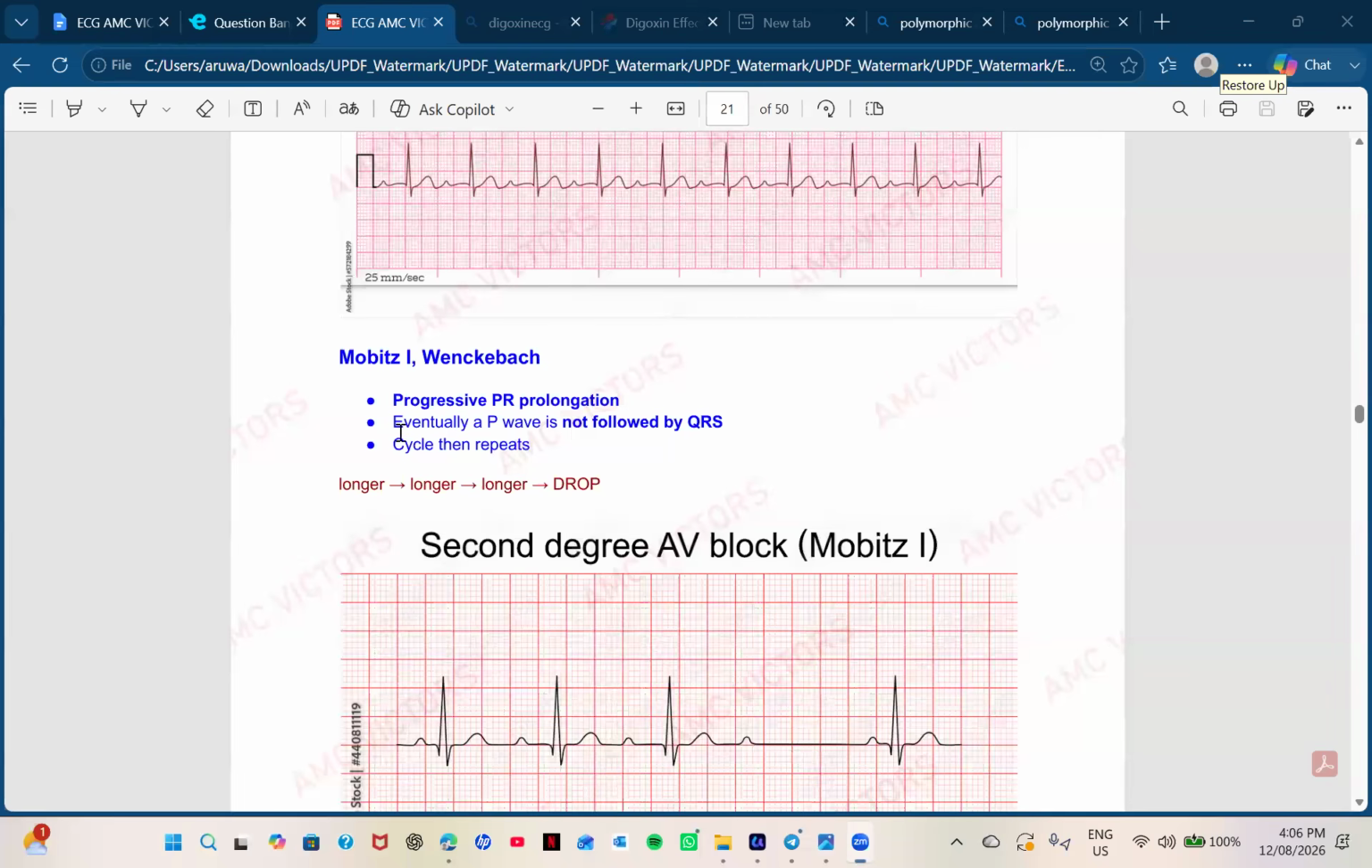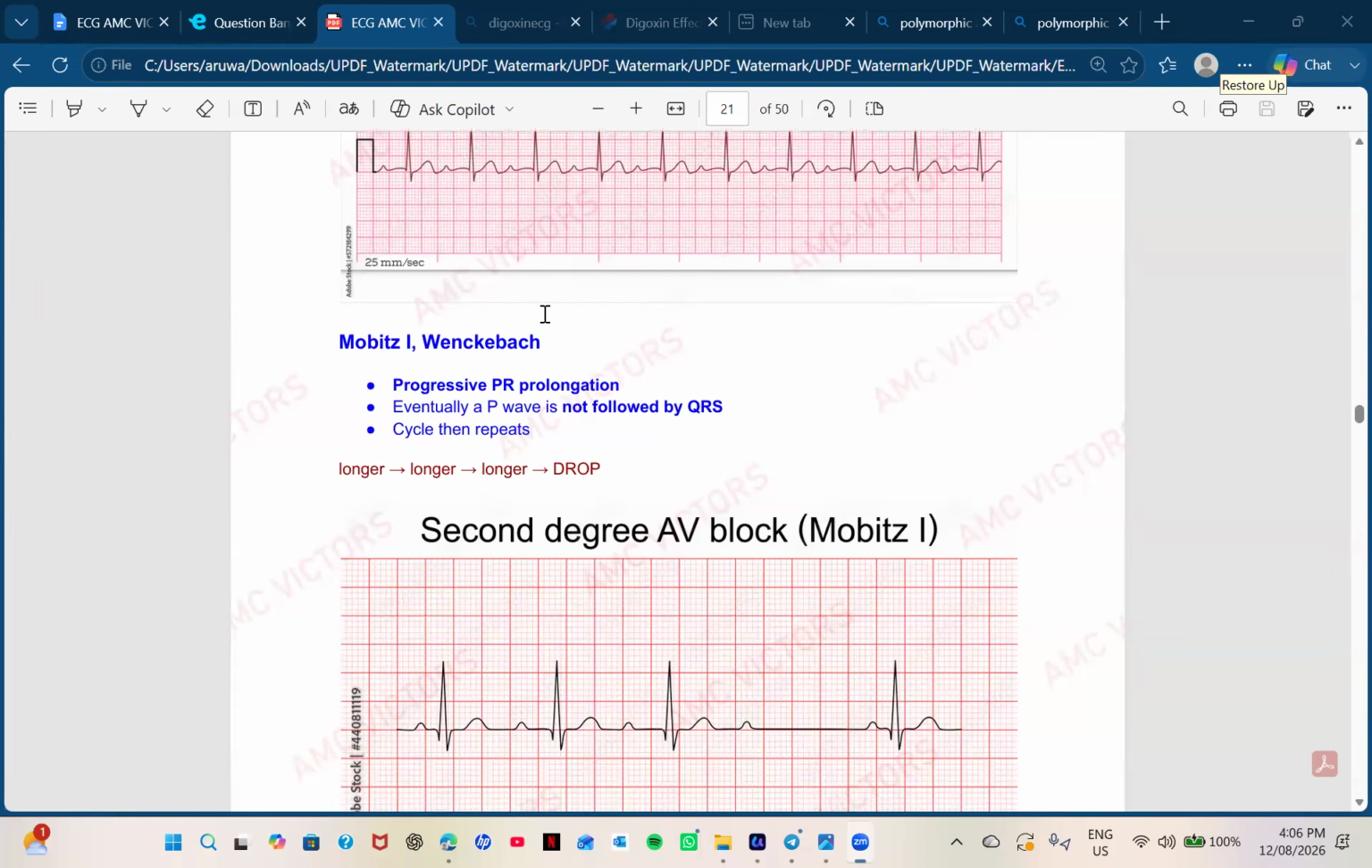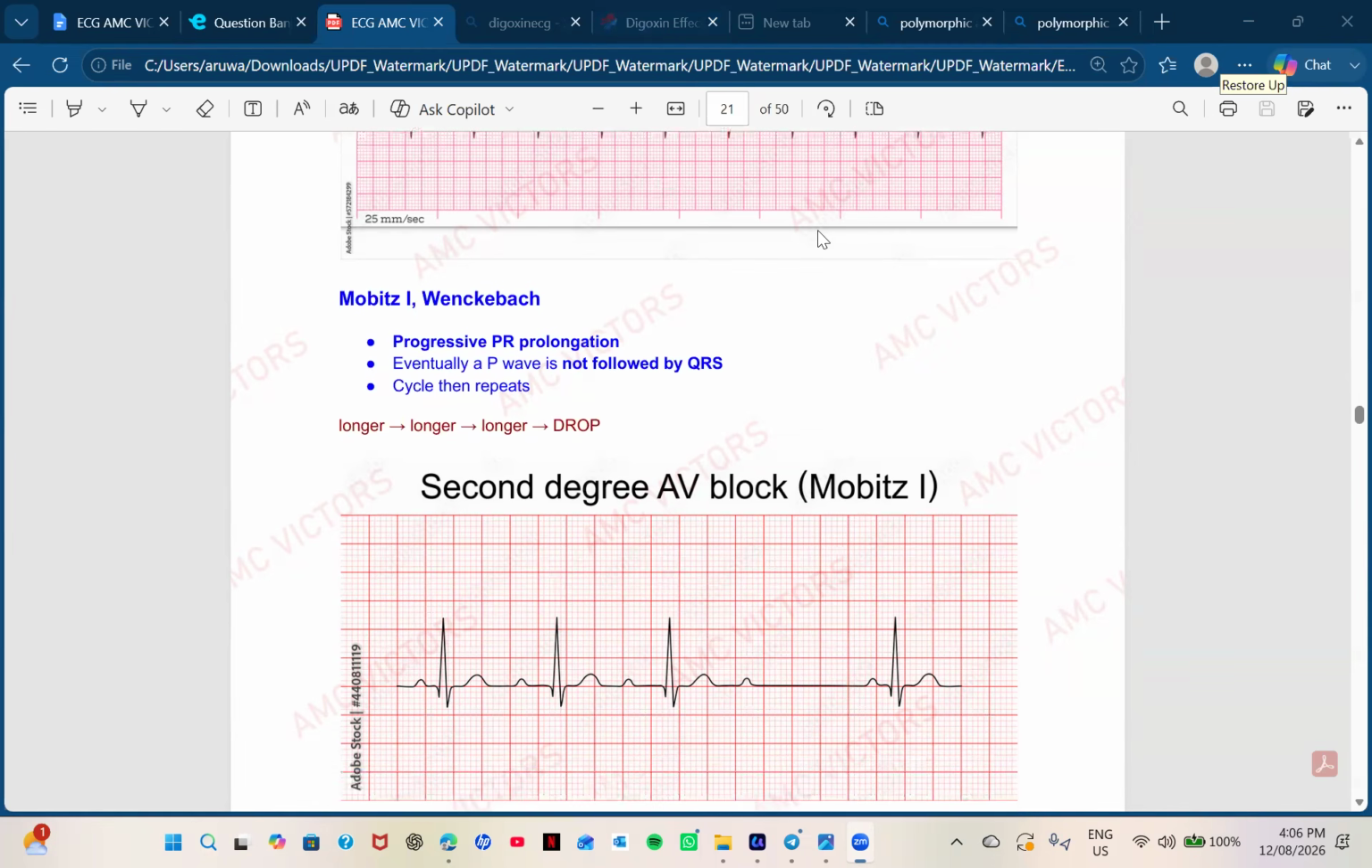How does it present? Progressive PR prolongation. So what is happening here? There's a dropped beat present, right? First see: here P, QRS, here T. Then P again, and this QRST complex.